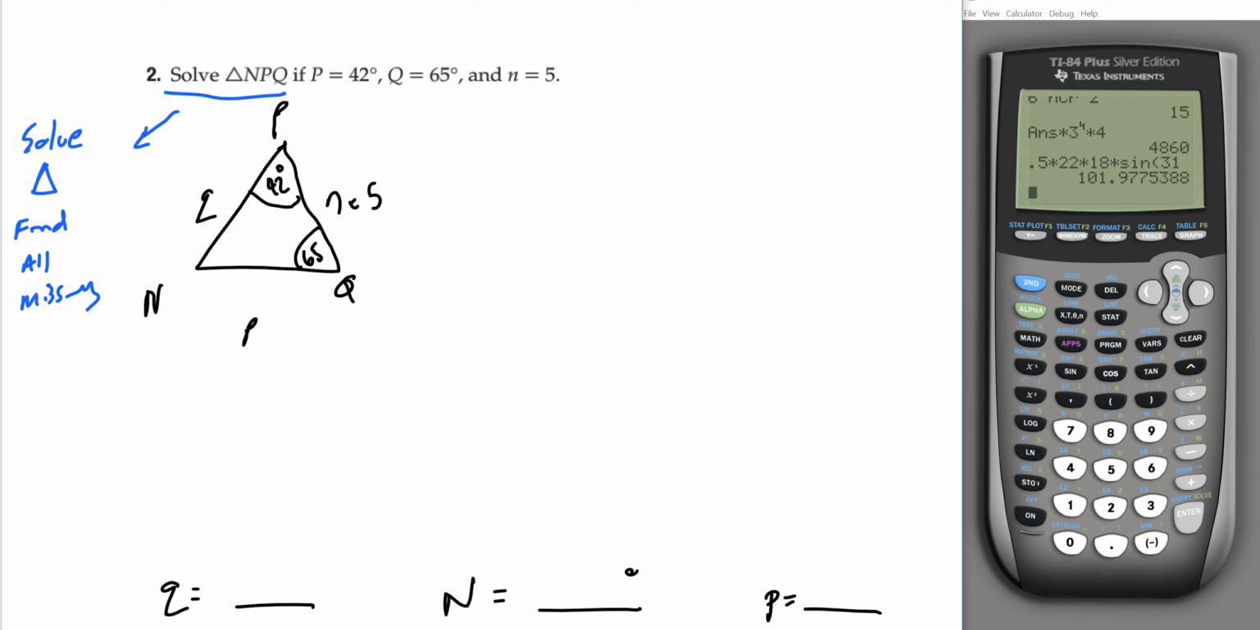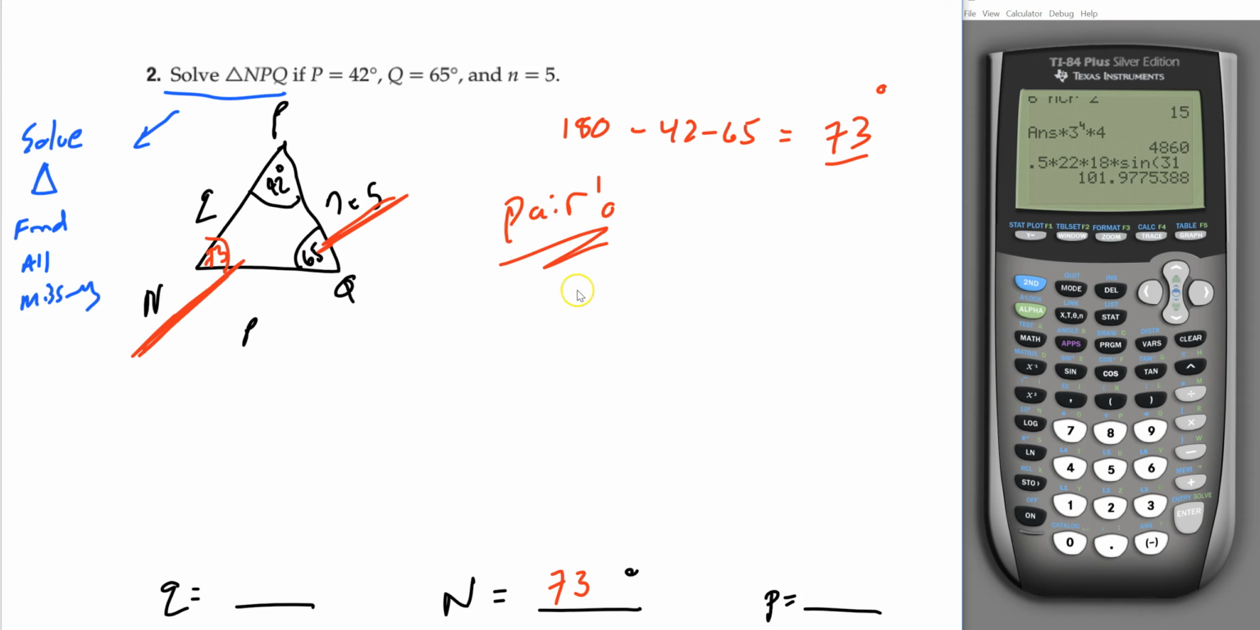But the first one, N, is actually really easy to find. I have two angles, right? Do you remember how to find the remaining angle? Right, if you add all angles of a triangle, you get 180. So 180 minus 42 minus 65 equals, that's like 107. So this would be 73 degrees. So I found my first angle, I found my N. And more importantly, now I have a pair. I have the N's. So once you have a pair, you start using law of sines.